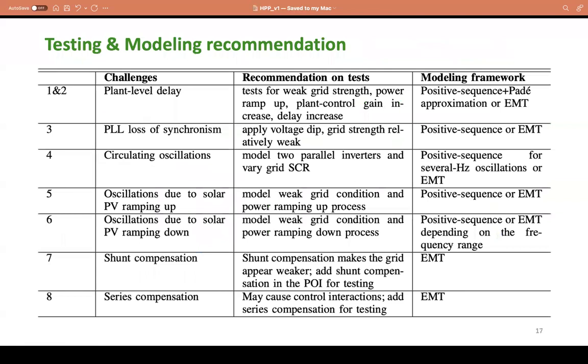Okay, so finally, regarding all the challenges, now we will list the table of how you do testing and model recommendations, especially for the plant level delay. The recommendation is that you should test for line tripping to check what will happen. You can also ramp up real power, tune the plant level gain a little bit, and see if it's robust enough, and increase delay a little bit and see if it's robust enough. For the modeling framework, when the frequency is at this level, below 4 or 5 hertz, I think the positive sequence balanced Padé approximation should be okay.